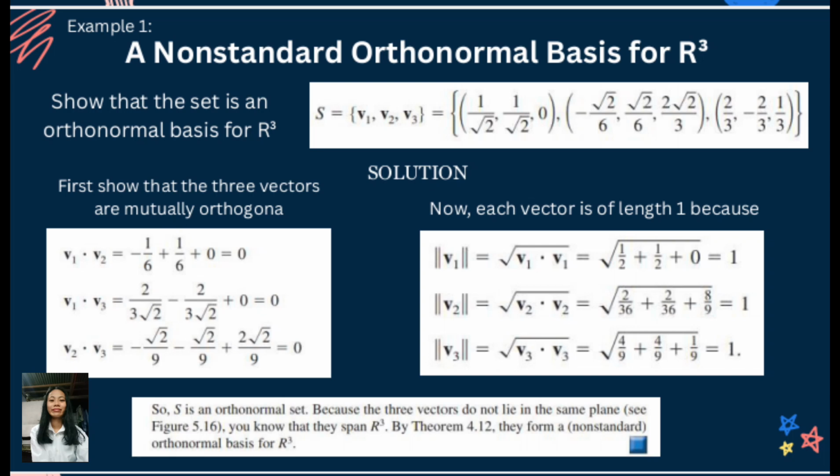The norm of B sub 2 is equal to the square root of B sub 2 times B sub 2, which equals 2 over 36 plus 2 over 36 plus 8 over 9, which is equal to 1. The norm of B sub 3 is equal to the square root of B sub 3 times B sub 3, which is equal to 4 over 9 plus 4 over 9 plus 1 over 9, which is equal to 1. We can conclude that S is an orthonormal basis for R3.